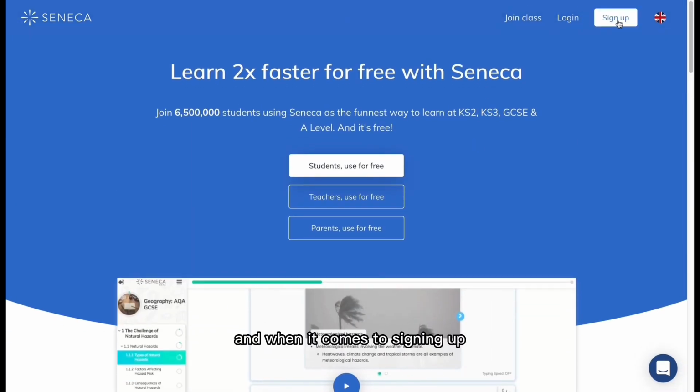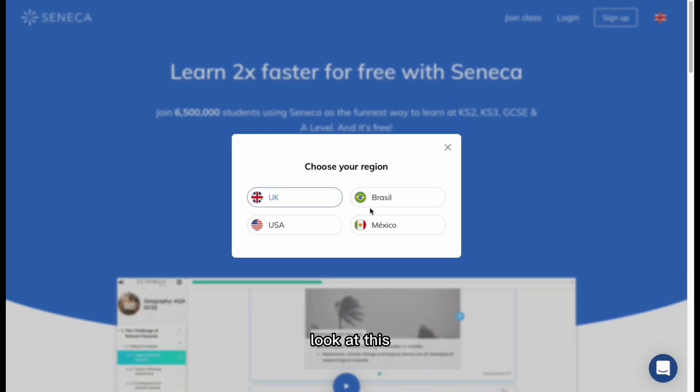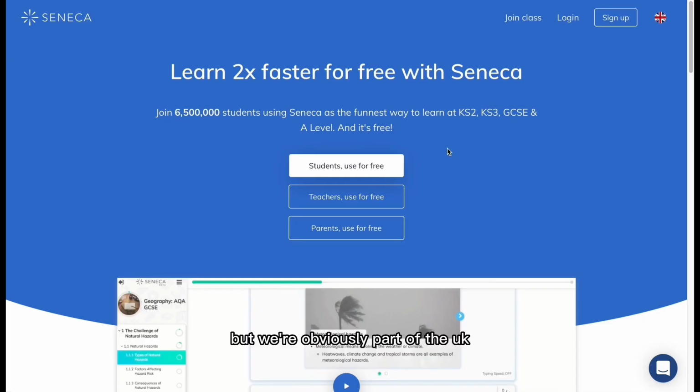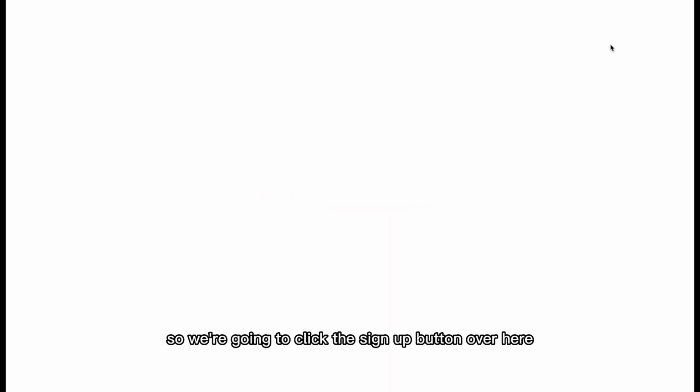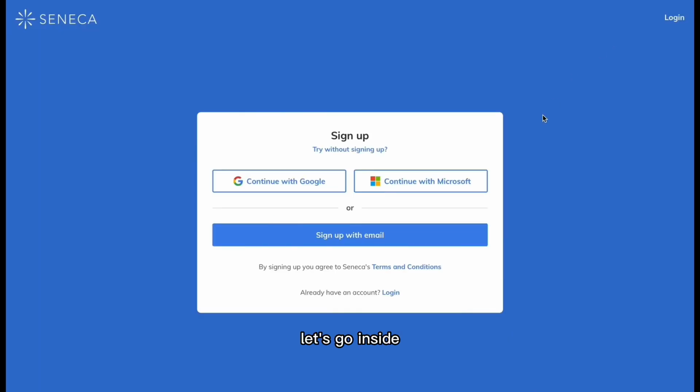And when it comes to signing up, this is a very simple process. You can choose your region if you need to. You can look at this in 4 different countries at this moment in time: UK, USA, Brazil and Mexico, but we're obviously part of the UK. So we're going to go to the sign up button. We're going to click the sign up button over here, and let's go inside.